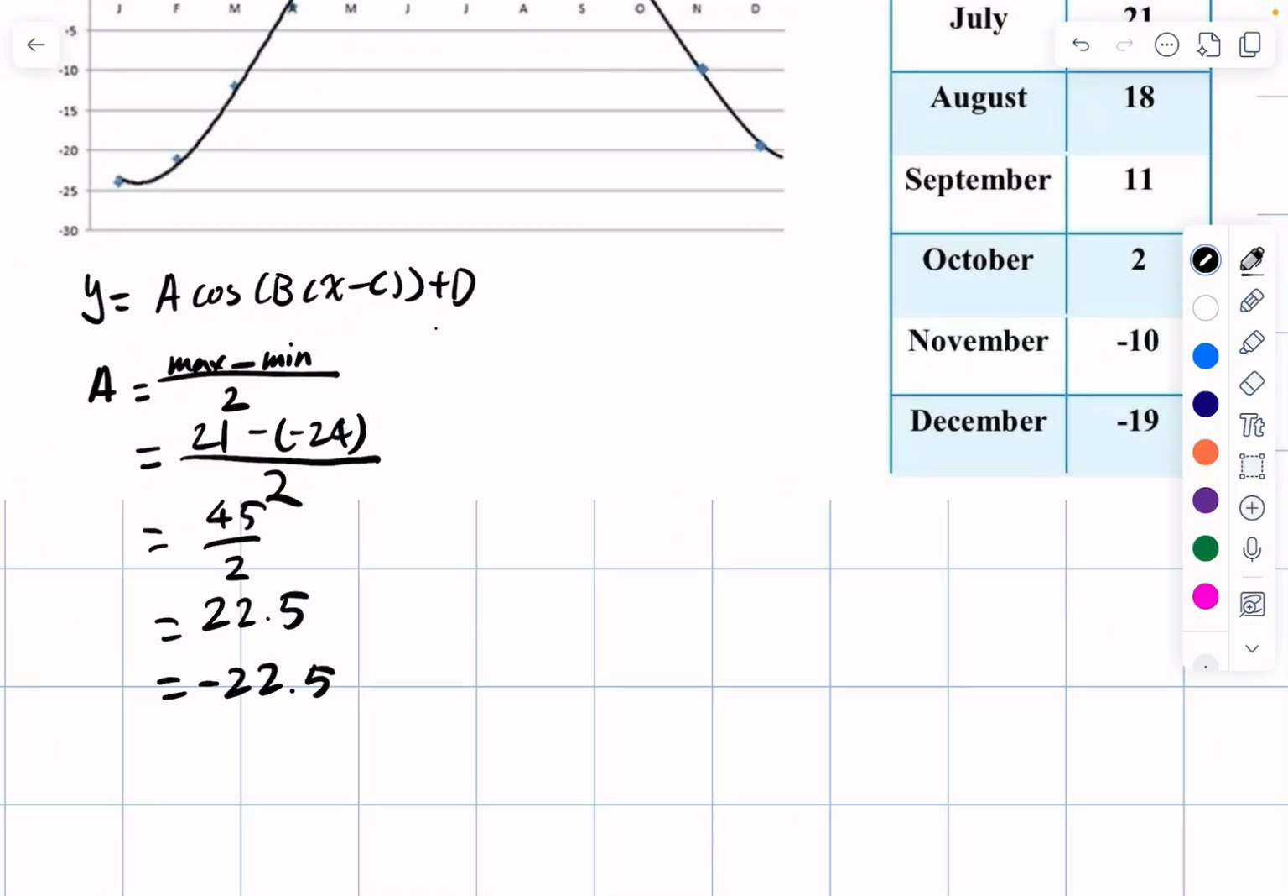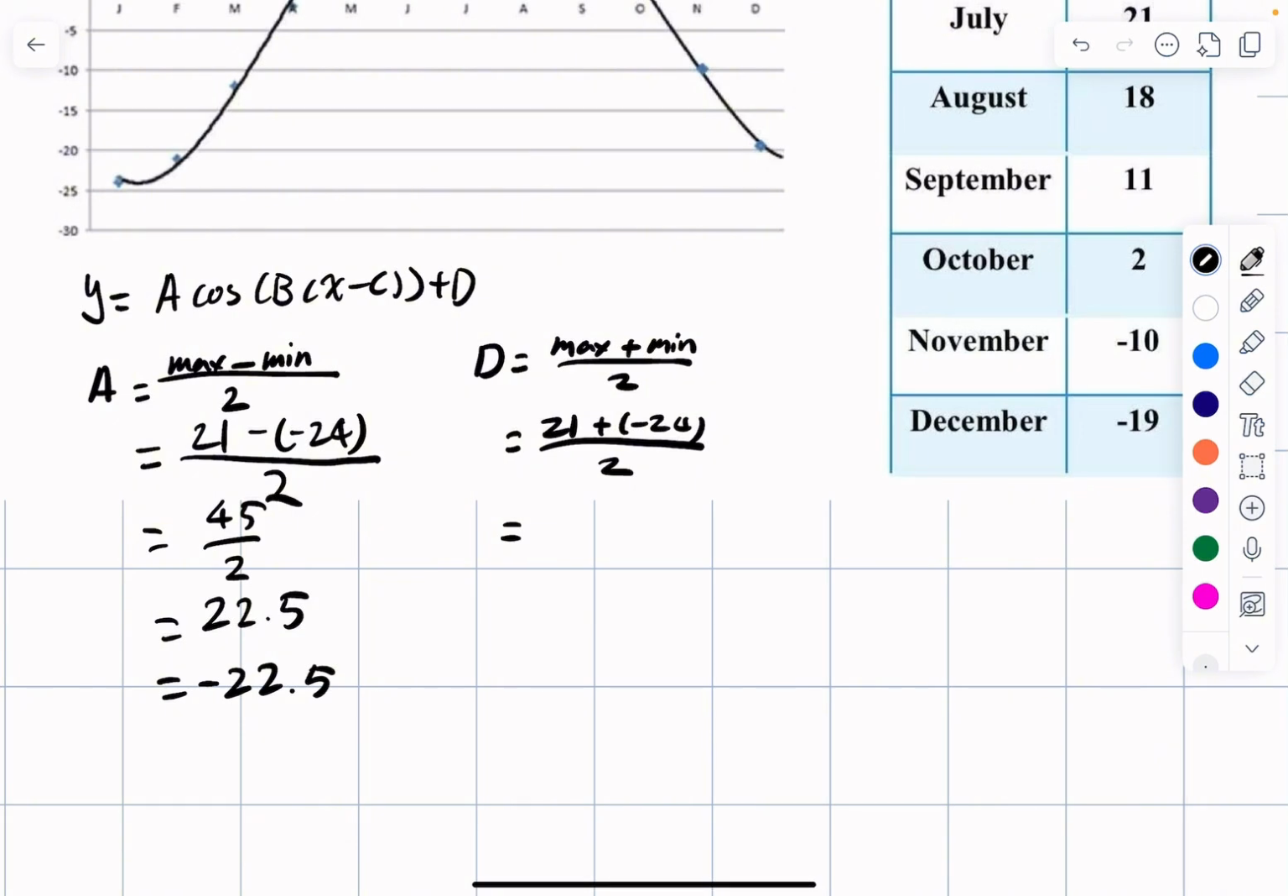So to find the vertical shift, D, you have to plug in the formula where D equals max plus min divided by 2. So it would be 21 plus negative 24 divided by 2. Negative 3 divided by 2, it would be negative 1.5.